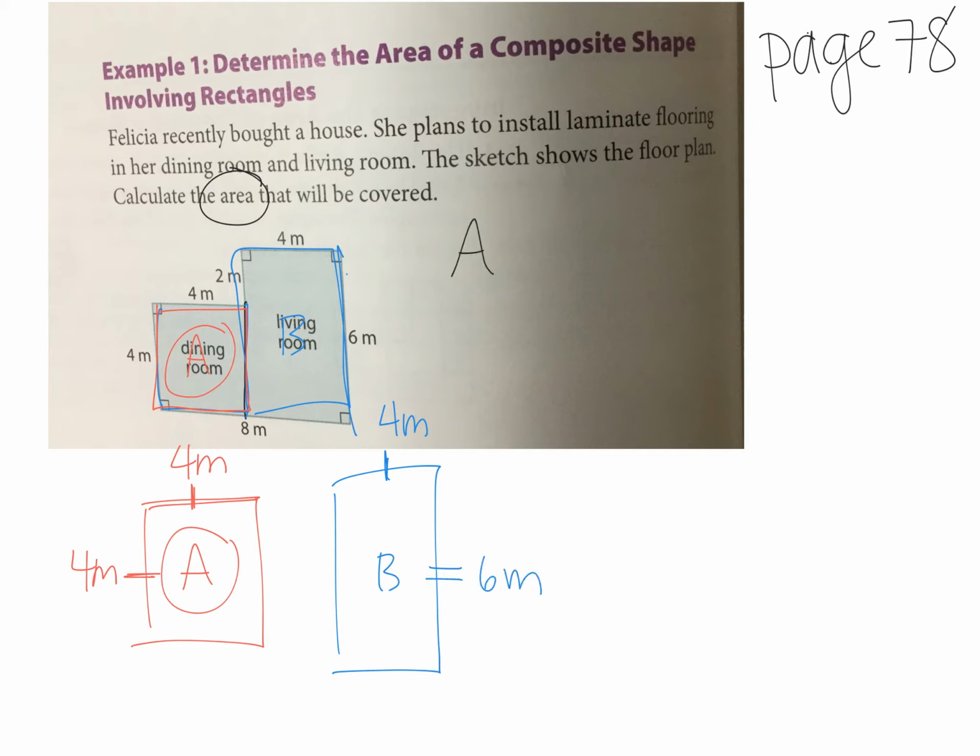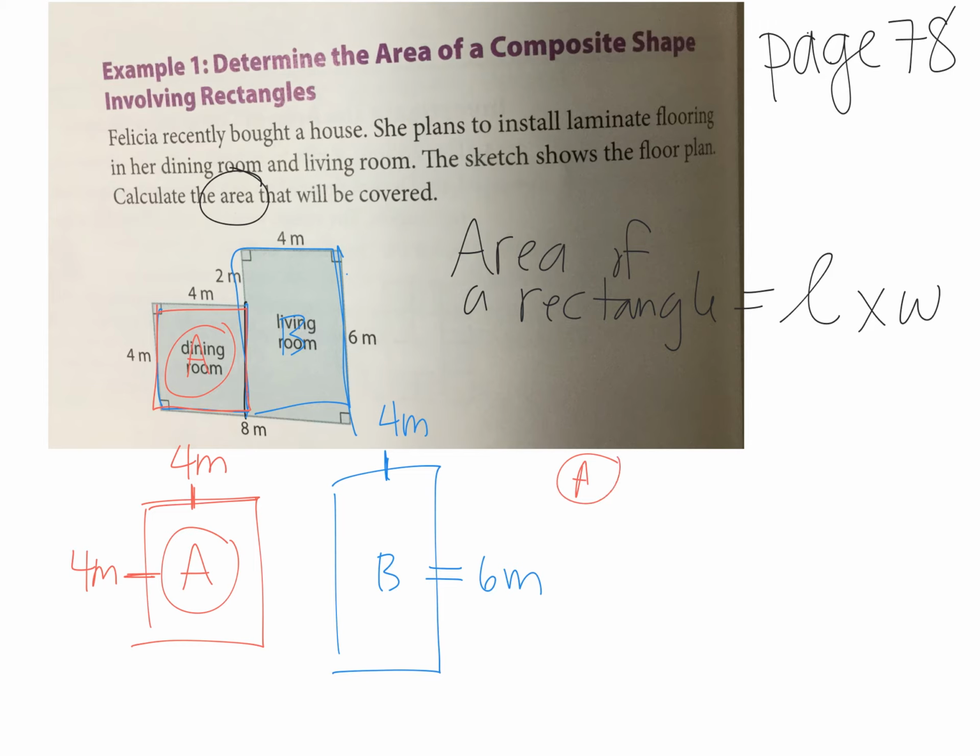Okay, area of a rectangle equals length times width. A square is the same thing, length times width, although we know that for a square the length and the width are the same. So you're multiplying it by itself for a square, because the length and the width are always the same. So what is the area?